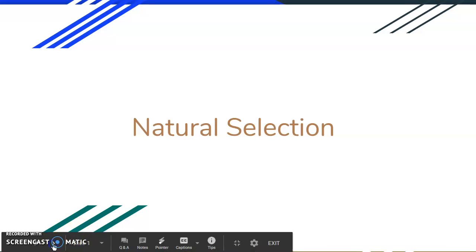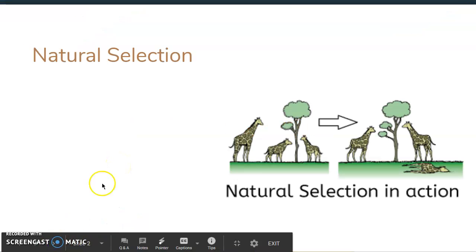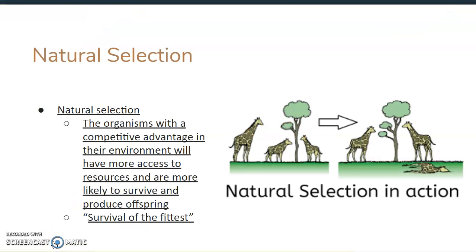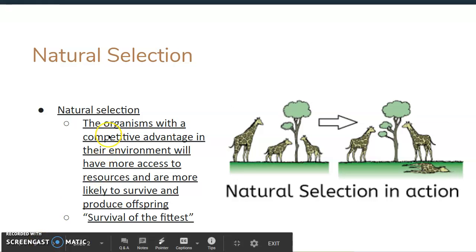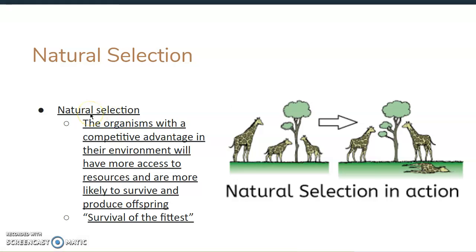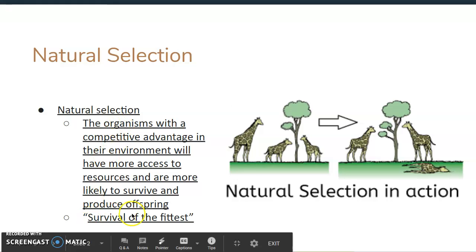So, as always, let's start by defining what natural selection is. It's always important to define things just so we're on the same page. So, natural selection. Our definition is the organisms with a competitive advantage in their environment will have more access to resources and are more likely to survive and produce offspring. It is also known as survival of the fittest.